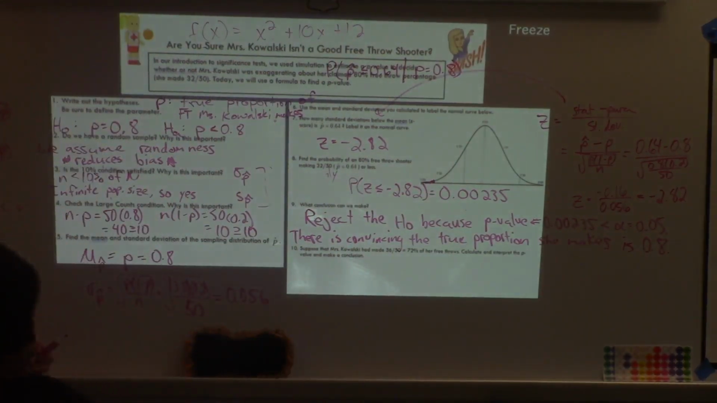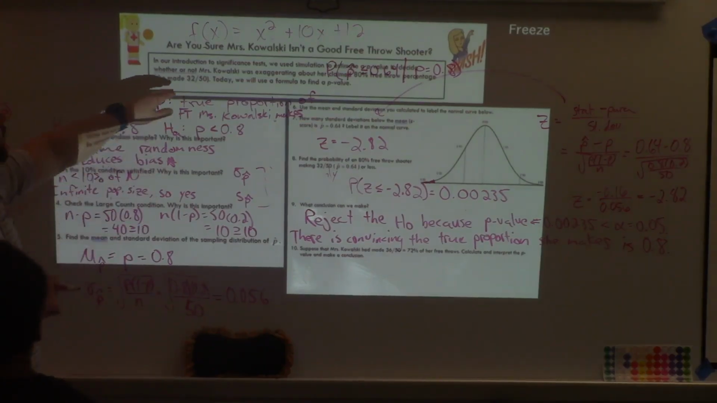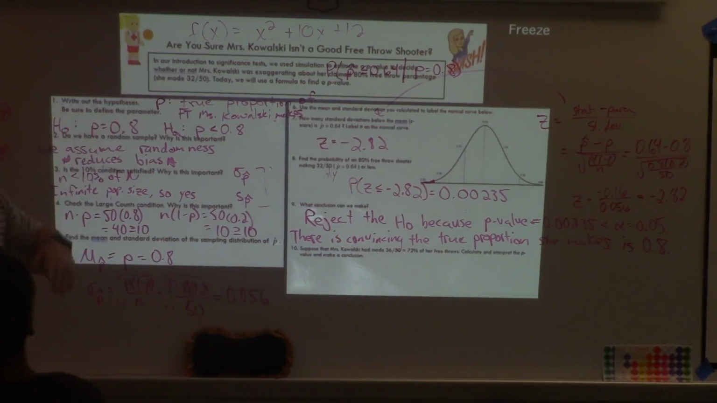So you gotta remember, if that p-value is really, really low, that's almost impossible, so I no longer think the null is true. It's very implausible, it's almost impossible. Remember, we assumed this to be true, right? Do we still think this to be true since it's almost impossible? What's impossible? Of only getting 64% of her free throws.